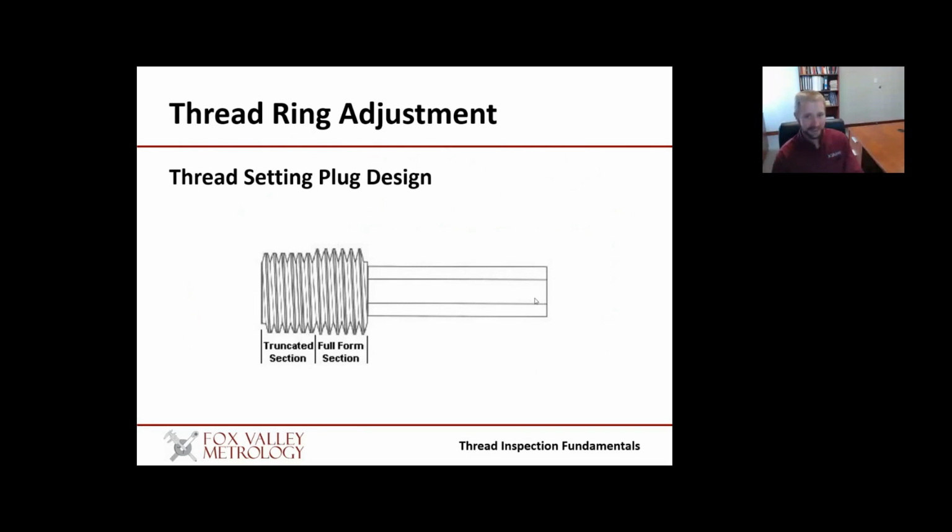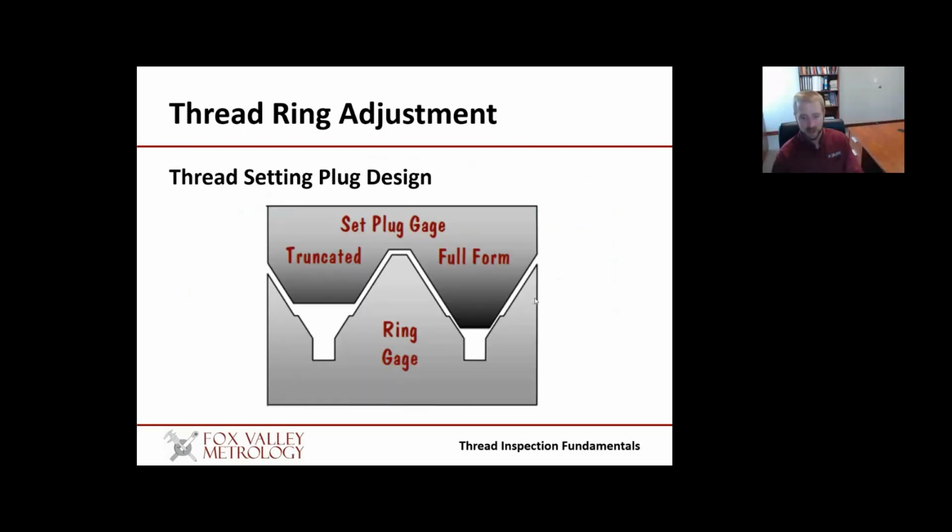All right, so the most common design for a thread set plug is the truncated design. So you'll see here that the truncated section of the thread set plug actually has the crest ground flat. So here's what this would look like as it's being mated into its corresponding thread ring. You can see the truncated section does not go all the way to the bottom of the thread form, whereas the full form section, of course, does. And this is designed so that the truncated section contacts the flanks of the ring within the wear plane, almost as if there was a product being threaded onto the ring.